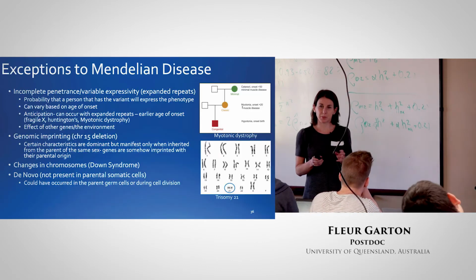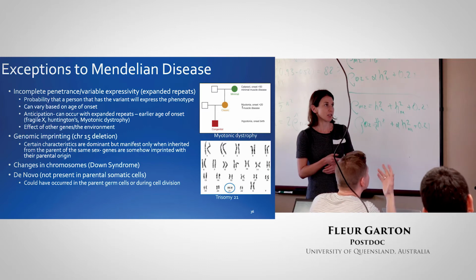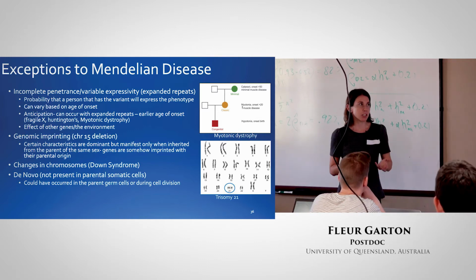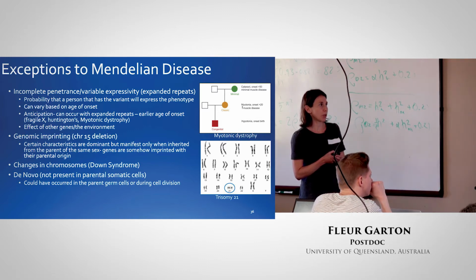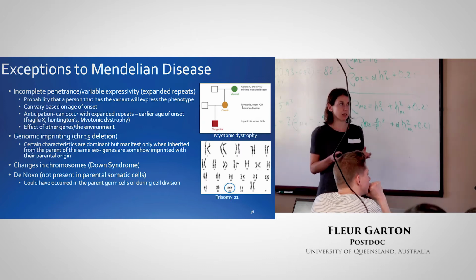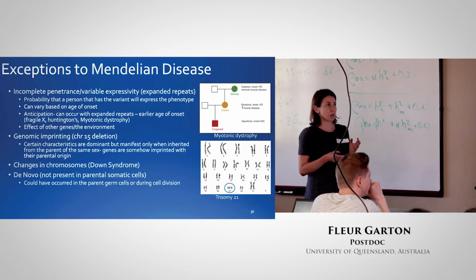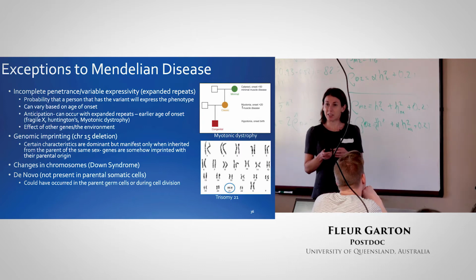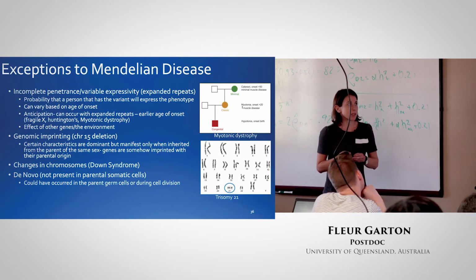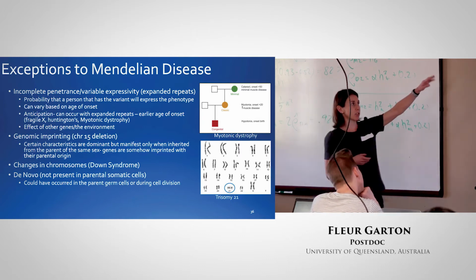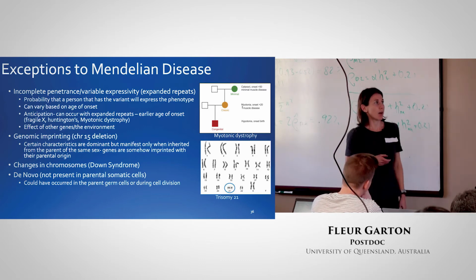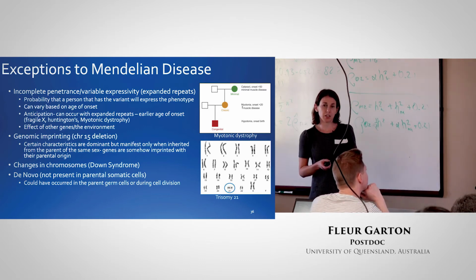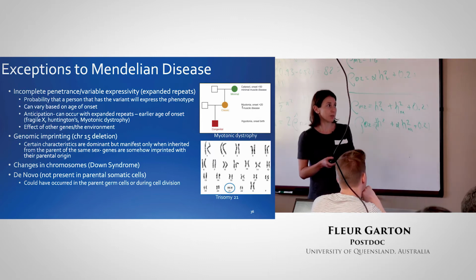So there are a few exceptions to Mendelian disease, or Mendelian theory, basically. We can have incomplete penetrance, as I've talked about. You can also have variable expressivity, and this can relate to things like expanded repeats. Incomplete penetrance is just talking about the probability that a person who has the variant will express the phenotype, so this isn't always a given. And it can also vary based on age of onset.